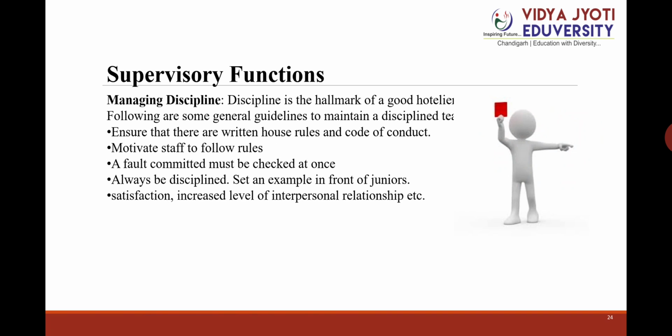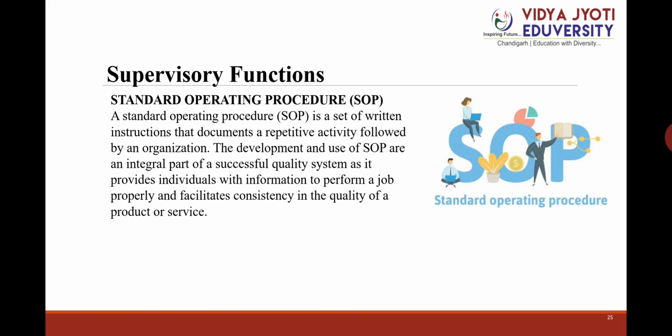Managing discipline. Discipline is the hallmark of a good hotelier. Following are some general guidelines to maintain a disciplined team. Ensure that there are written house rules and a code of conduct. Motivate staff to follow rules. A fault committed must be checked at once. Always be disciplined. Set an example in front of juniors. Satisfaction and an increased level of interpersonal skills will be the result of a disciplined team.